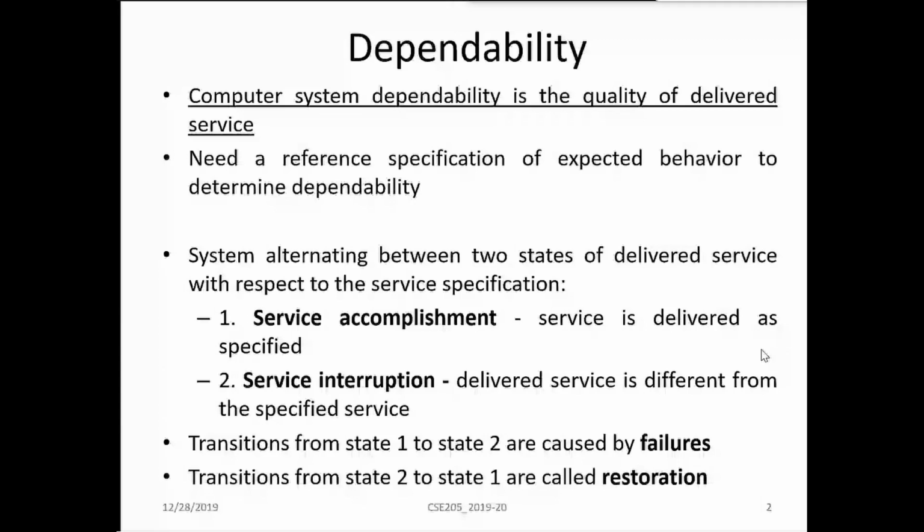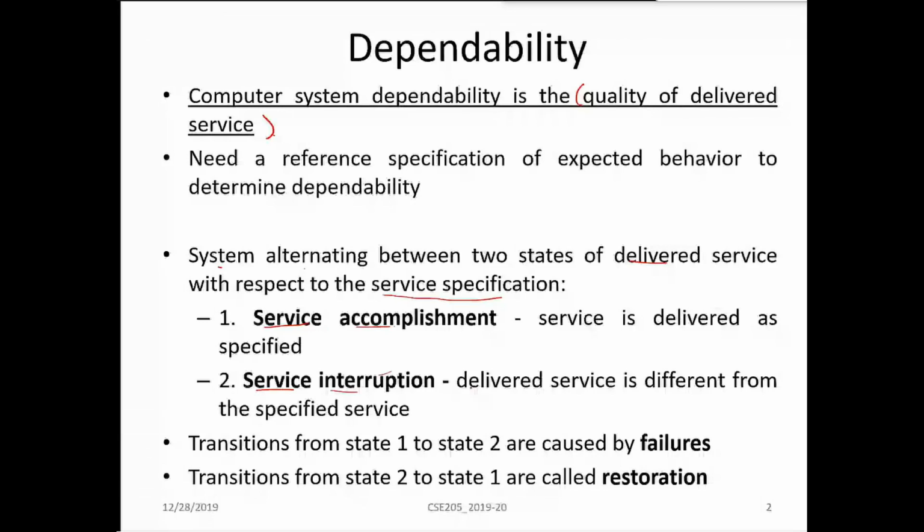Suppose a system alternates between two states of delivered service with respect to the service specification. We have two states: one is service accomplishment, another one is service interruption. When you go with service accomplishment, service is delivered as specified. So whatever we require, the same thing has been delivered, so that's not the problem. When you go with service interruption, the delivered service is different from the specified service, so maybe it does not meet the performance.